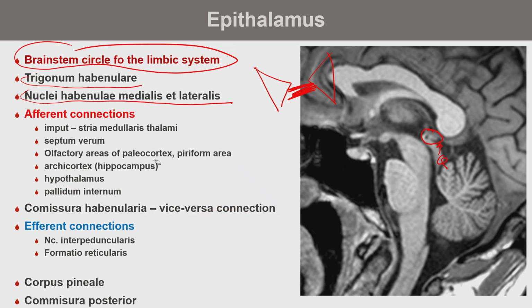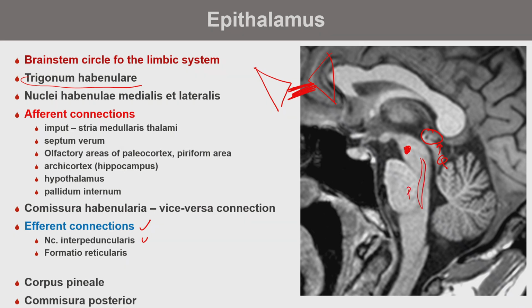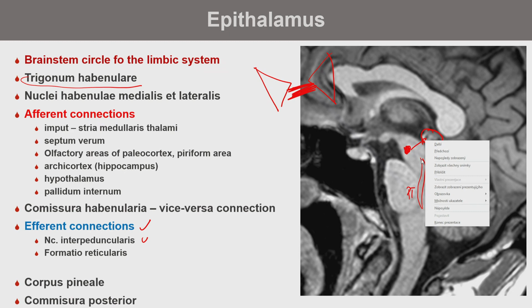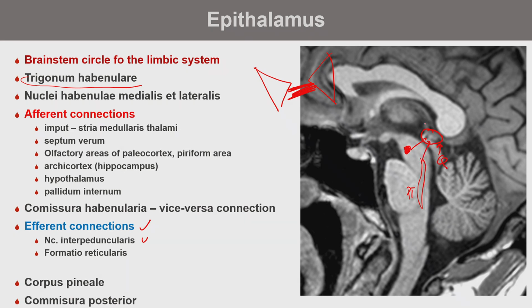And also this part has afferent connections, which is the interpeduncular nucleus, which is somewhere here, localized, and from the reticular formation. So they have those inputs. But they have inputs from this one, from the olfactory brain to the brainstem.